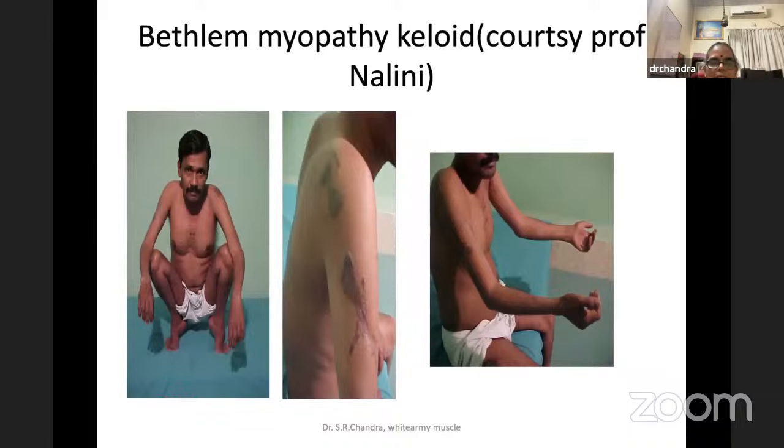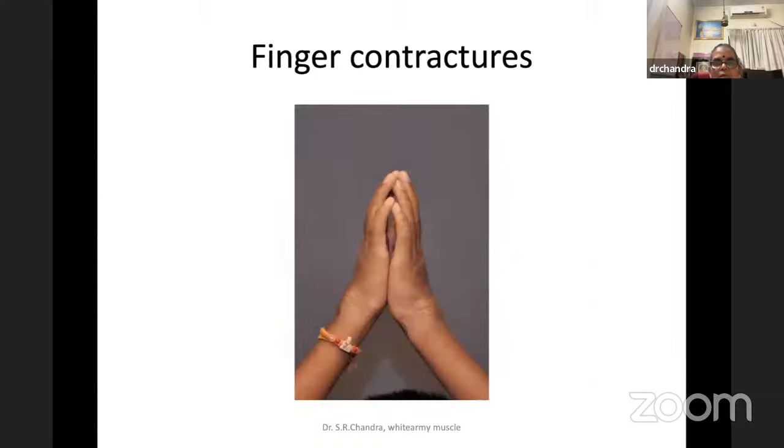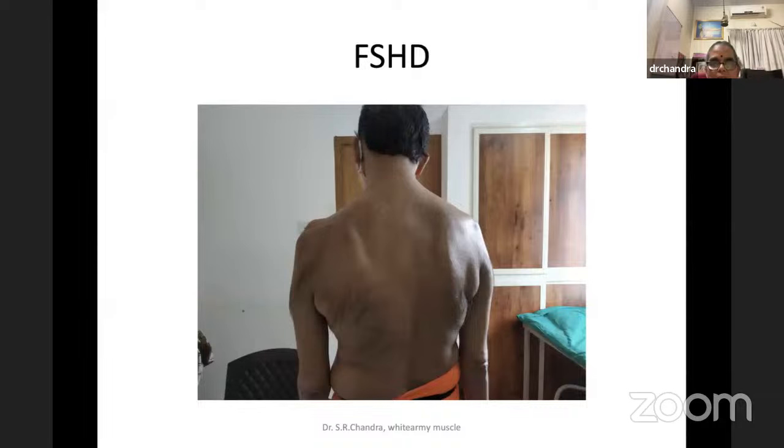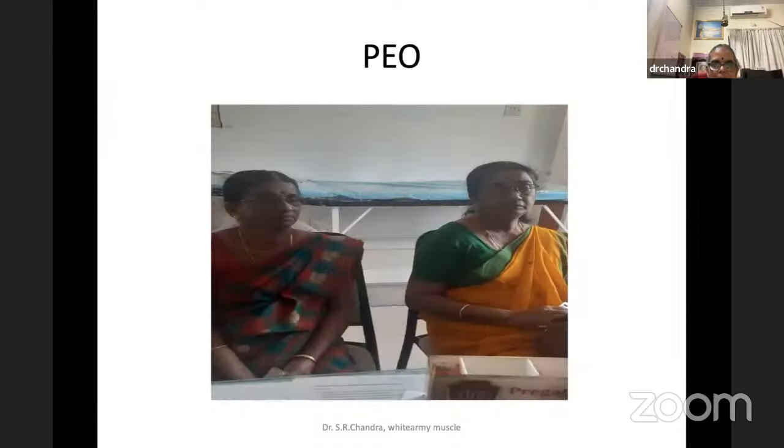And this is a typical case of Bethlem myopathy, where we find a large number of keloids. So if you see a large number of keloids in a patient with muscle disease, it is pointing to the diagnosis of Bethlem myopathy. They also have finger contractures. And this is another person with finger contractures in Bethlem myopathy. So finger contracture, there is only one diagnosis. No? This is the typical patient with facioscapulohumeral dystrophy from the back. You can see the asymmetrical involvement of the deltoid, right more than left. So this is the typical winging of the scapula.